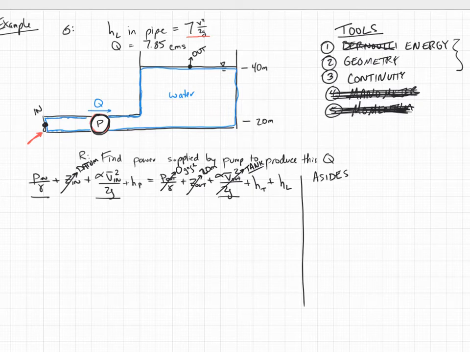Now we've got an HP, which we don't know. There isn't a turbine in the problem, so we'll get rid of that. And we know the head loss is defined right here, so we'll go ahead and plug that in. So what are we left with? We're left with P in over gamma, in this case gamma water, plus alpha V in squared on 2g plus HP equals 20 meters plus HL.